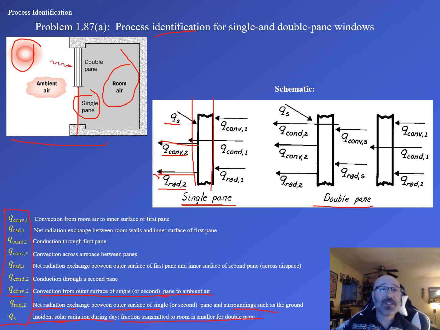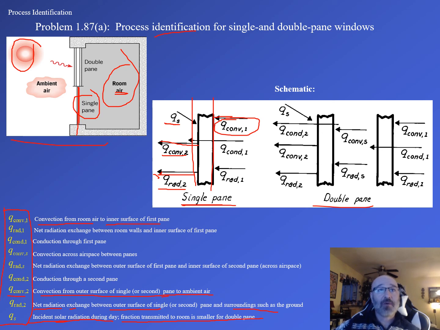Let's take a look at the inside of our single pane window right there. We'll start at the top up here. We have our Q convection 1. So we come up here, our Q convection 1 is convection from the room air to the inner surface of the first pane. Does this make sense? Absolutely. There's our room air right there. There's our surface right there of the single pane.